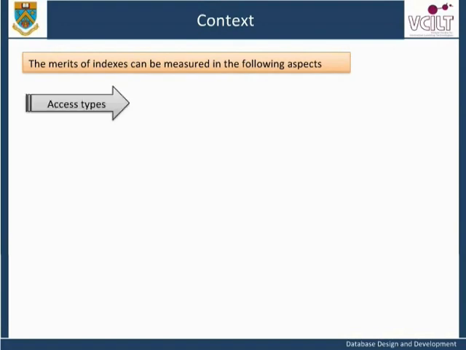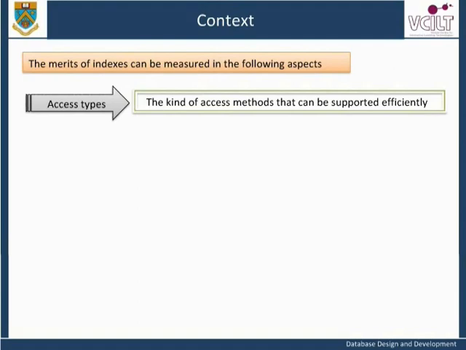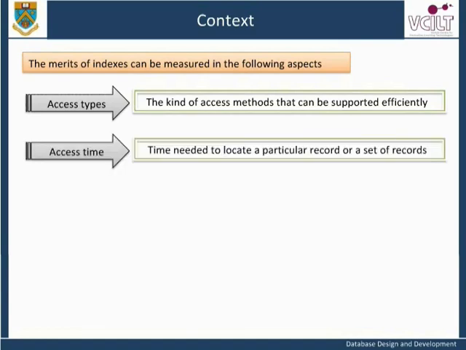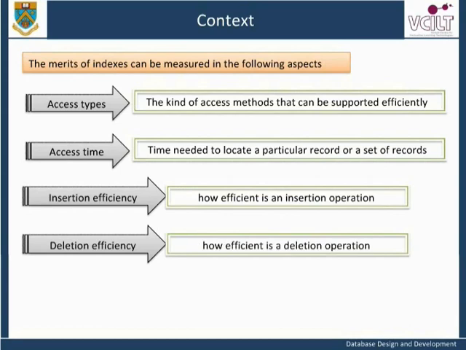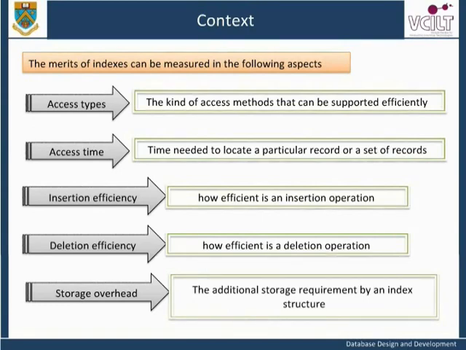Access types. The kind of access methods that can be supported efficiently, for example, value-based search or range search. Access time. Time needed to locate a particular record or a set of records. Insertion efficiency. How efficient is an insertion operation? Deletion efficiency. How efficient is a deletion operation? Storage overhead. The additional storage requirement by an index structure.